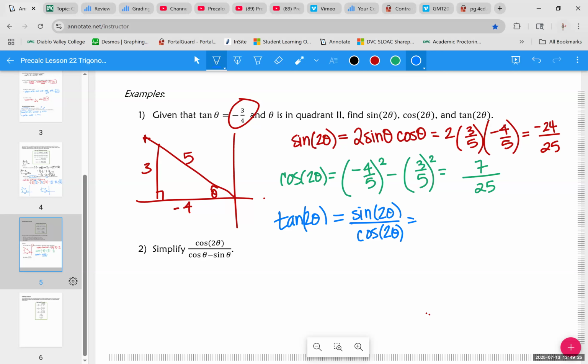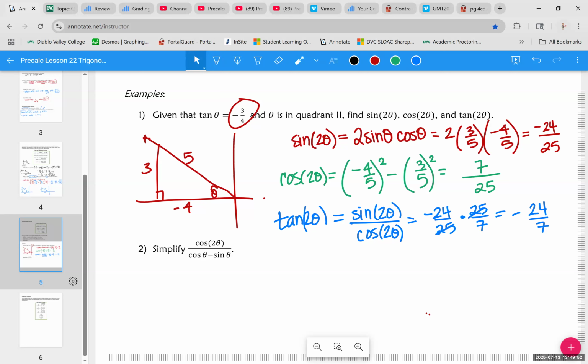So that would be negative 24 over 25 divided by, so I'll do times the reciprocal of 7/25, which would be 25/7. And now I end up with -24/7. So that is going to follow my mantra of think smarter, not harder. If you already know the sine and the cosine, just divide them to get the tangent.